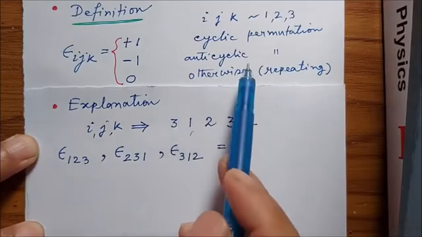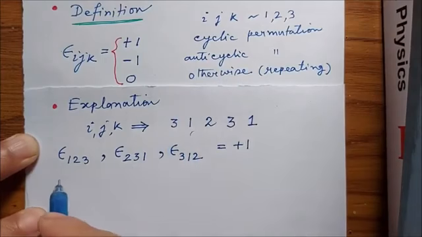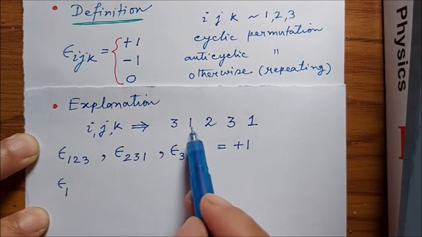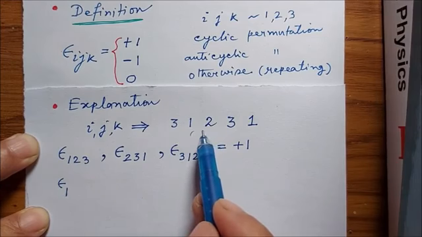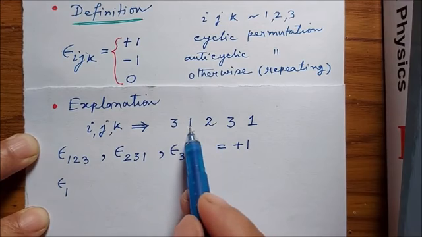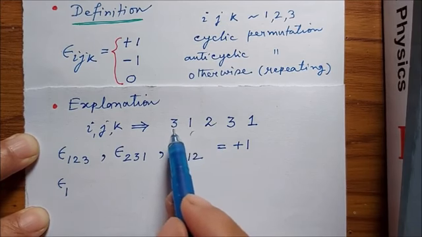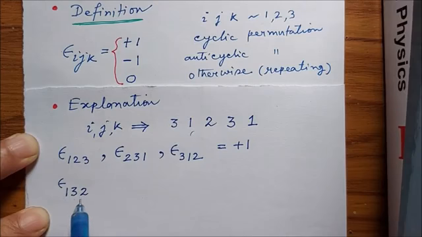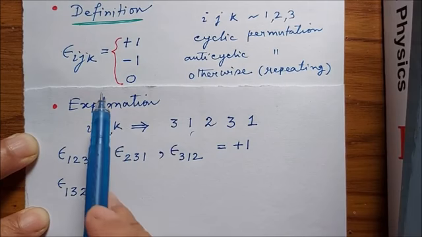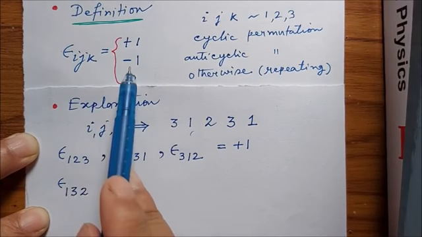Let us now explain the anticyclic occurrence of indices. So let us start with 1. For cyclic occurrence after 1 we should have 2, but for anticyclic occurrence this rule should be broken and we have to take the integer that occurs before 1, and that is 3. So 2 should not follow 1 but 3 should, and therefore after 1 we have 3 and then it is 2. So this is anticyclic occurrence of indices for which the value of the Levi-Civita symbol is -1.